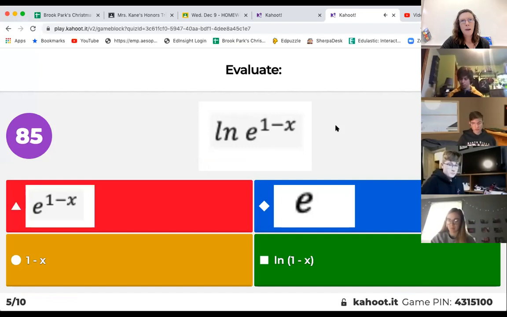So think about our properties of natural logs when it says to evaluate. Another way of saying simplify.